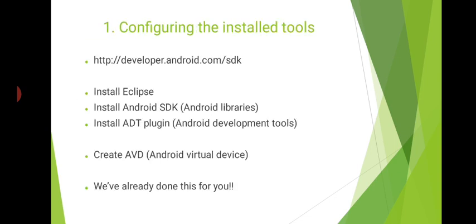The first point is configuring the installed tools. First of all, you have to check the website for SDK, that is from the developer website for Android, android.com. Then install Eclipse software into the system. Install Android SDK from Android libraries. Install ADT plugin, that is Android Development Tool. Then create AVD, that is Android Virtual Device, and now you are ready for the installation.